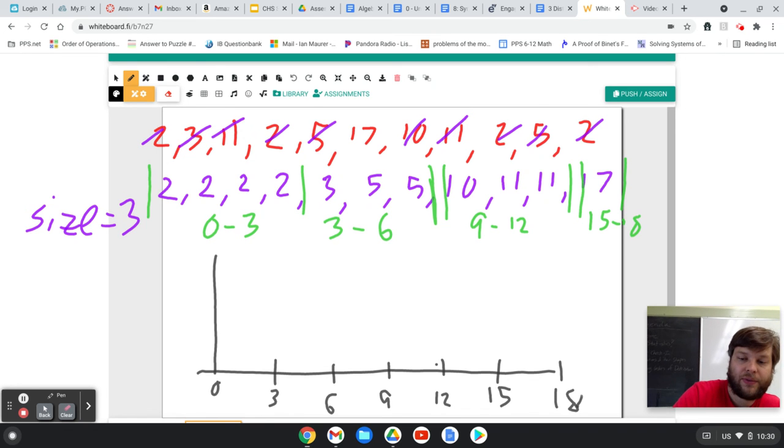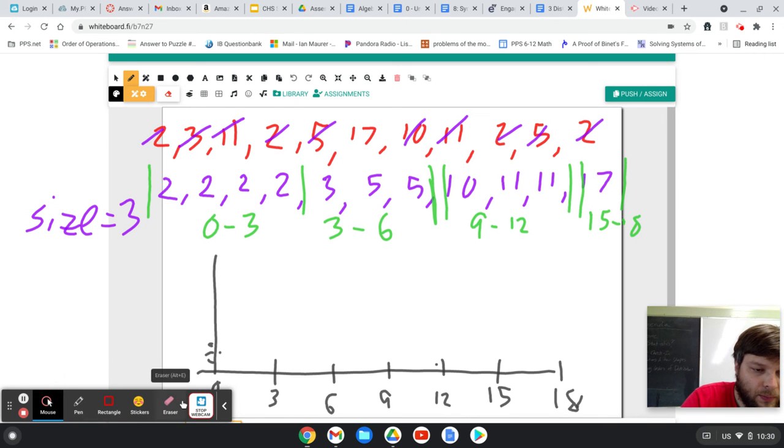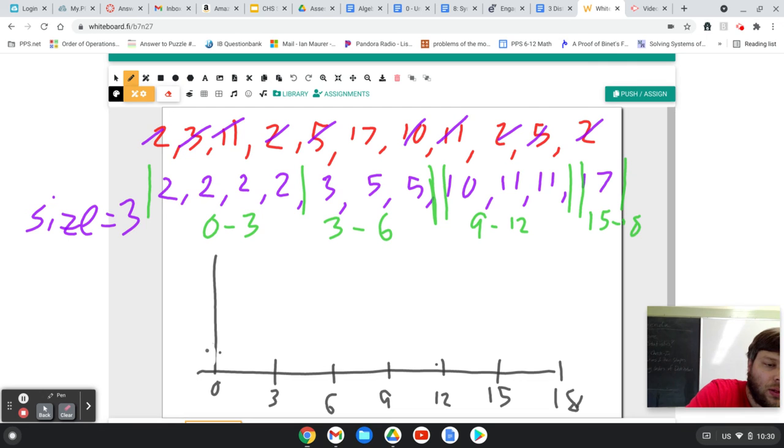And then on the first interval, I have 4 numbers in the 0 to 3 category. So 1, 2, 3. Here, let's do that a little bit better. Make those marks a little bit cleaner. So we're going to go 1, 2, 3, 4. And I see there are 4 numbers in the 0 to 3 category. There were 3 numbers in the 3 to 6 category.